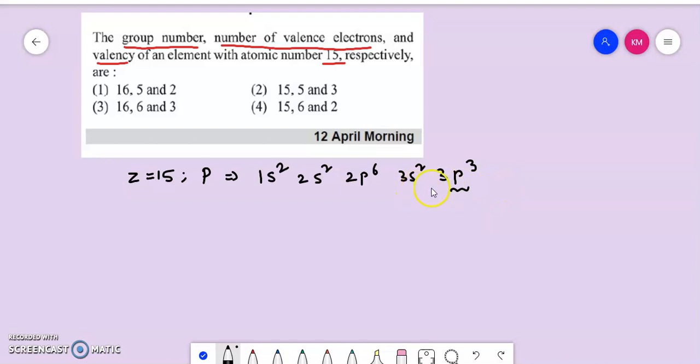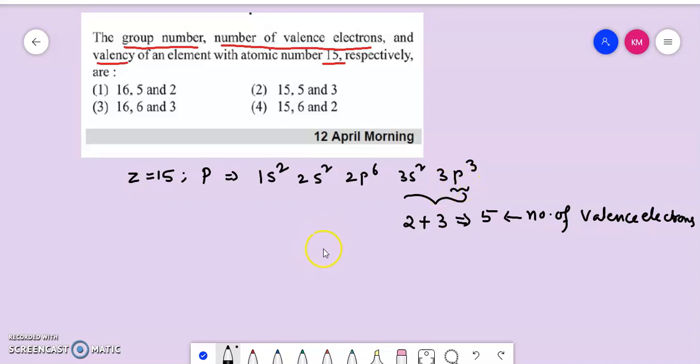And how many valence electrons are there in total? The number of valence electrons is 2 plus 3, 2 from 3s and 3 from 3p. So the number of valence electrons is 5. Now the last electron enters into the p orbital, hence it belongs to the p block.